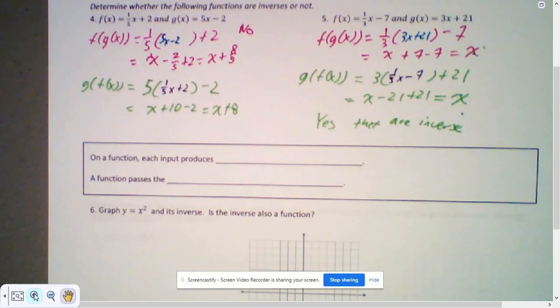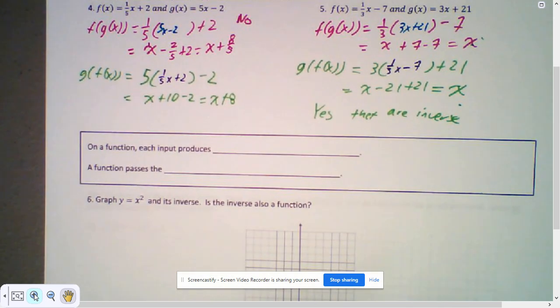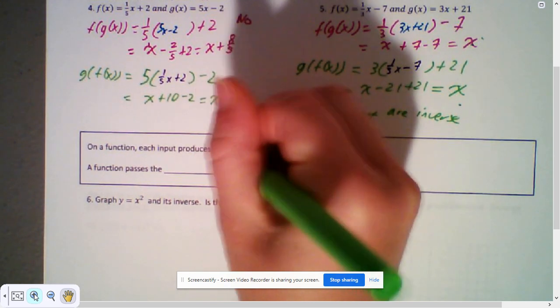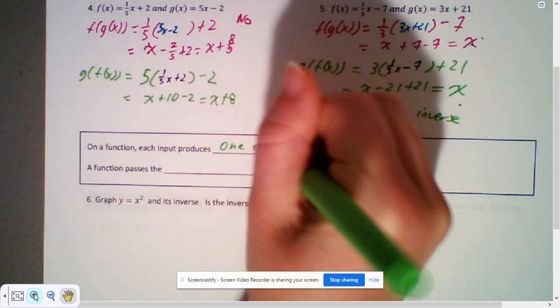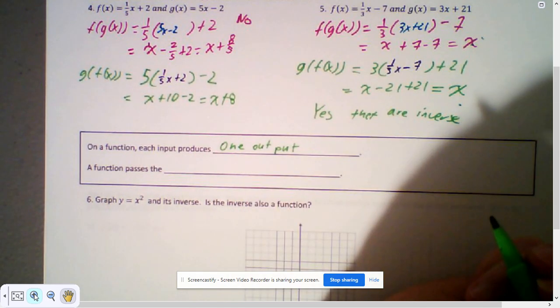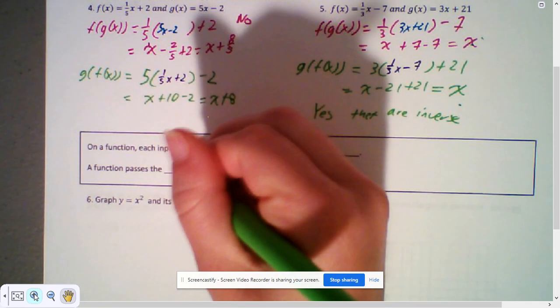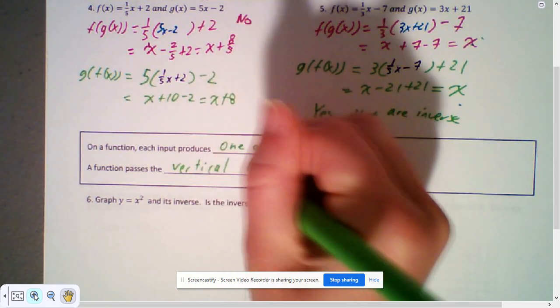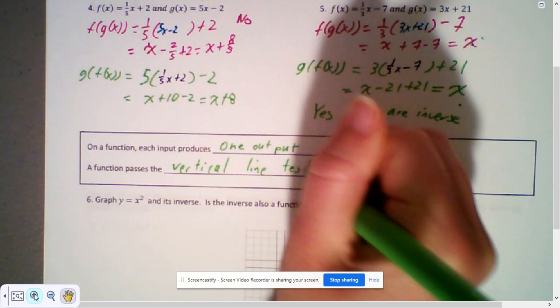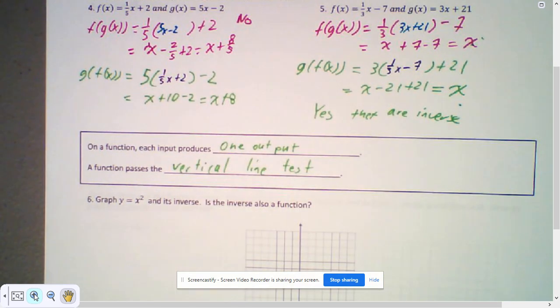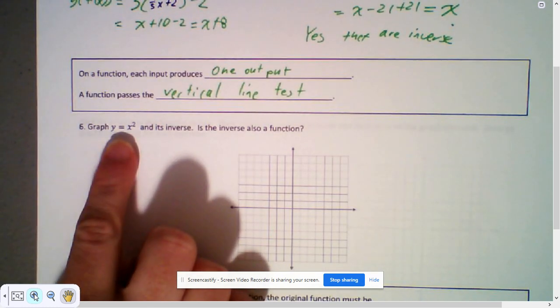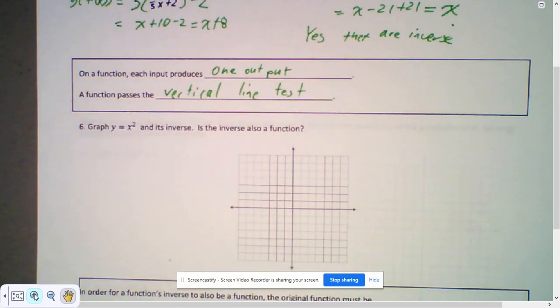You have to remember that on a function, each input produces one output. A function must pass the vertical line test. Basically, our x values can't repeat. That's what we learned back in Algebra 1. So we're going to graph y equals x squared and its inverse. So this is my original.